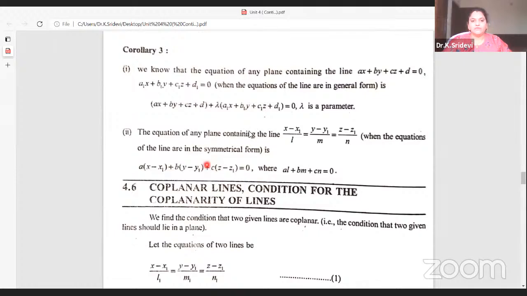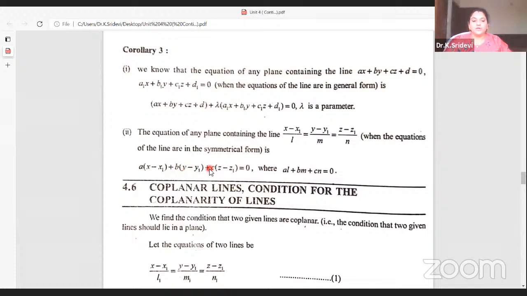The equation of any plane containing this line is a into x minus x1 and so on. Here A, B, C are the direction ratios of the normal to the given plane. So x minus x1 is from the given line, this part. y minus y1 is this one, and z minus z1 is this one. And L, M, N are from the line, L, M, N are these.